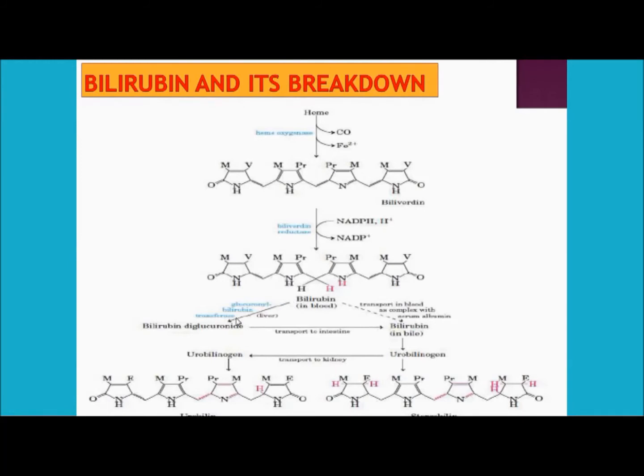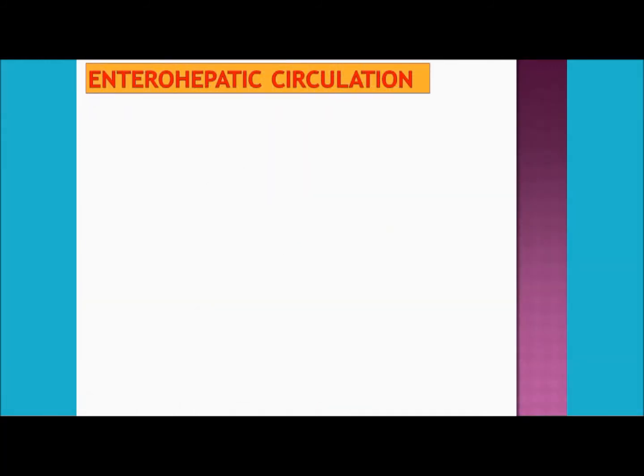Now this bilirubin may get converted into bilirubin diglucuronide by conjugation of 2 glucuronic acid molecules, right? And similarly, the bilirubin which is present in the bile, this bilirubin gets converted into urobilinogen. From here it is transported to the kidney as urobilinogen. From here it goes out as urobilin or stercobilin, right? Now you see enterohepatic circulation.